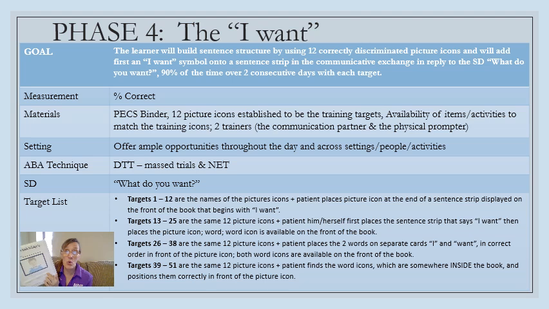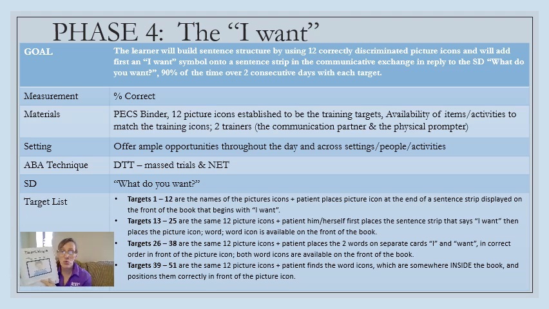Now and then you're going to read it to them. I want orange. Okay. So targets 13 through 25 are going to be the same thing, except that you're not going to have the I want down here for them. They need to put the I want there. So maybe you'll have another piece of Velcro up here that says I want. They have to pull it off here, and put the I want and then their picture card. So they have to form the sentence I want orange, and put the I want down there themselves.